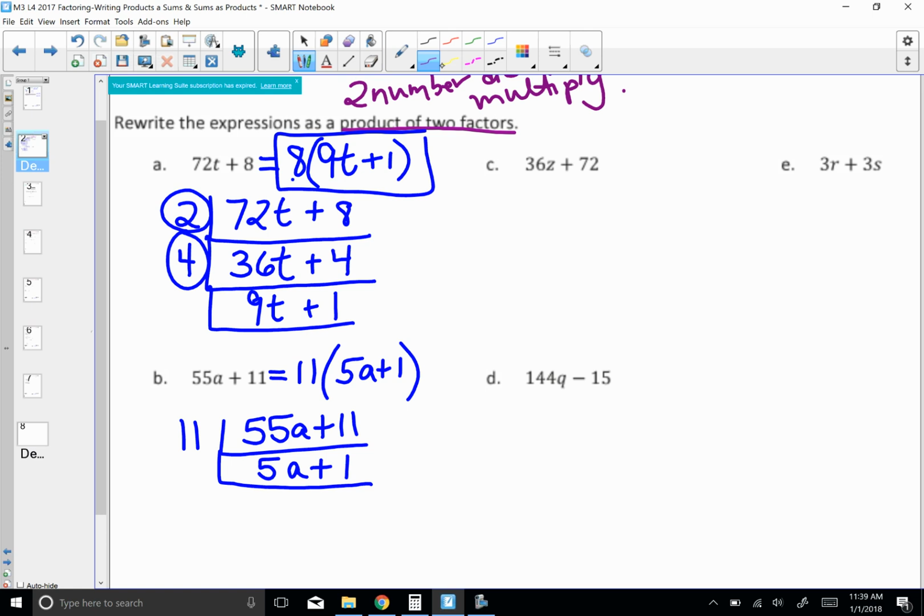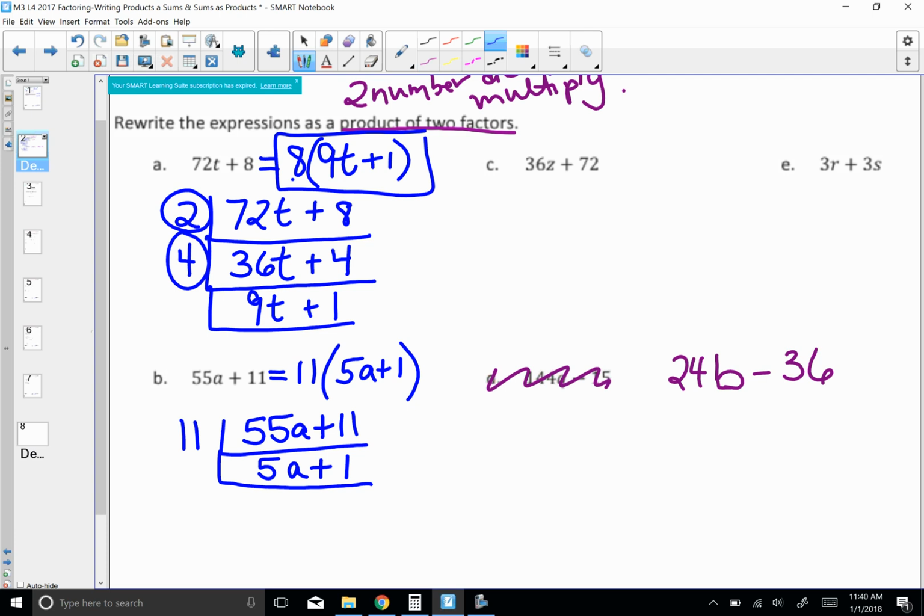So we're not going to do letter D here. Let's try one on our own. Try 24b minus 36. So right now you can pause this video and try this question and then come back, unpause it when you have your answer, and you can check it with my solution.